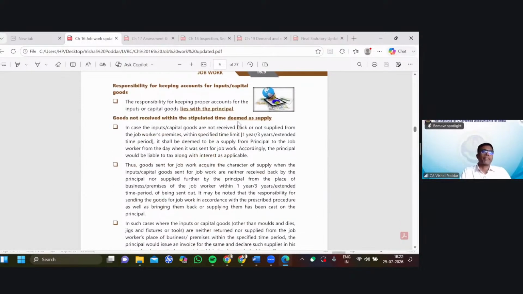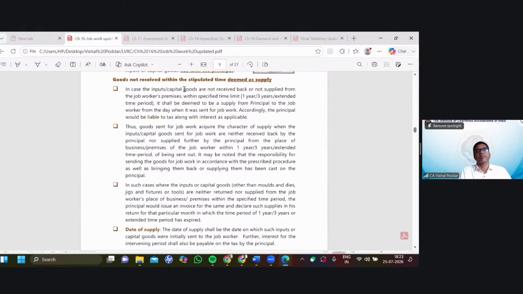Now, responsibility of maintaining the accounts. Even though the inputs and capital goods are with the job worker and they are being used over there, since they are being used for the principal, it is the responsibility of the principal to have proper accounting done. That is opening stock, how much is used today, how much is closing, how much is the additional sent, etc.